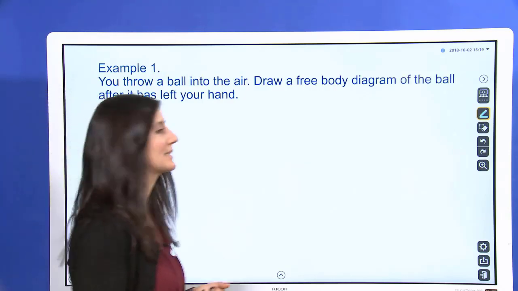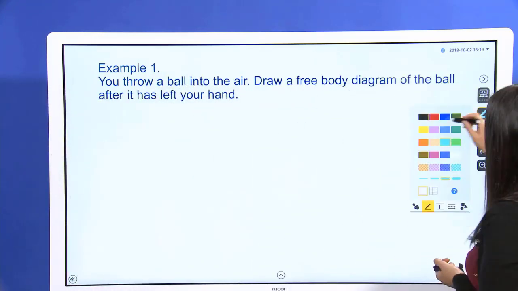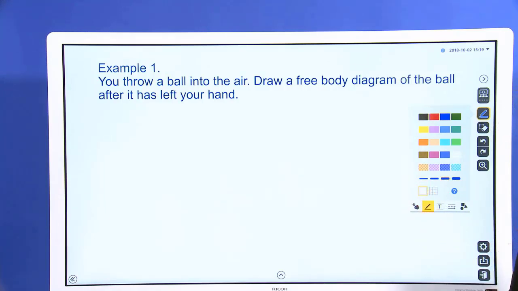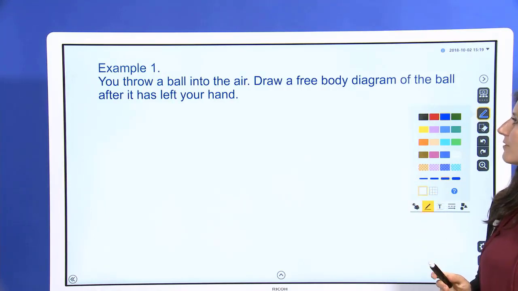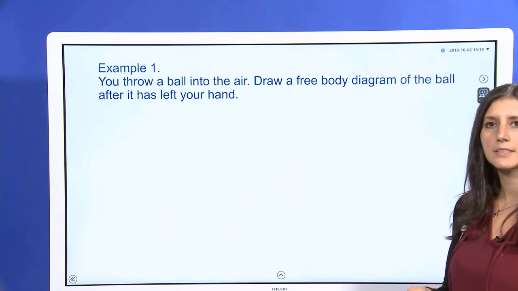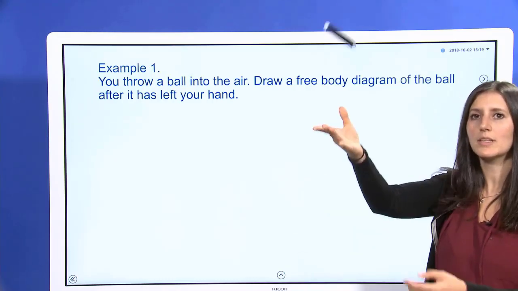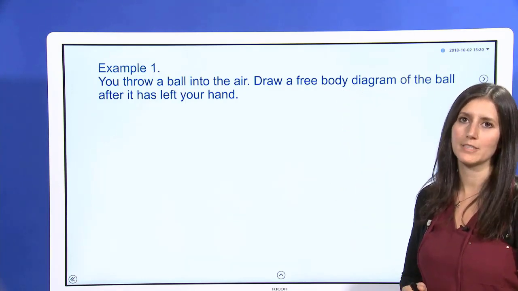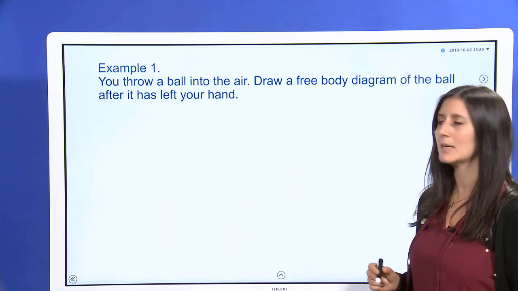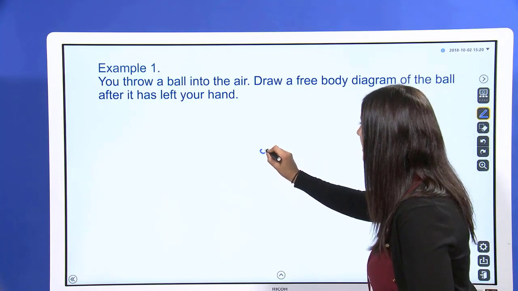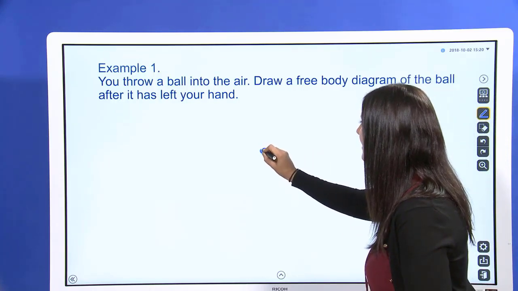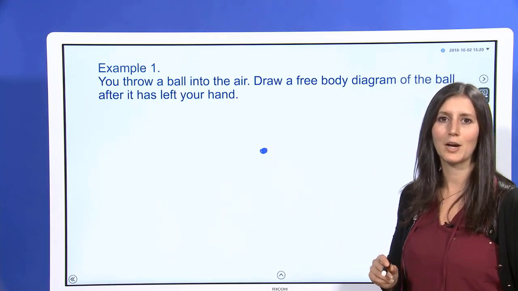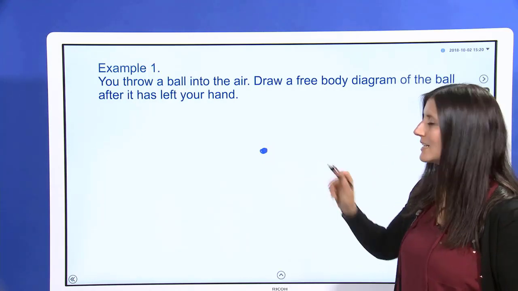Okay, so let's do some examples. You throw a ball into the air. Draw a free body diagram of the ball after it has left your hand. Okay, so let's say I'm throwing this object. It's in the air. While it's in the air, what are the forces acting on it? We're going to begin by first drawing the ball. Every object we're going to represent as a dot, no matter what the object is. So this dot is my ball.